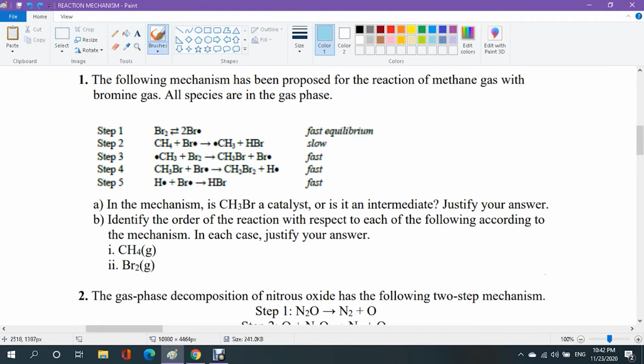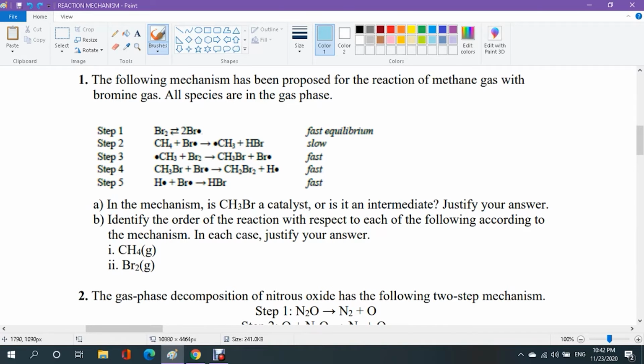So now let's do number 1. The following mechanism has been proposed for the reaction of methane gas with the bromine gas. All species are in the gas phase. And they give us 5 different steps. One of them is at equilibrium, one of them is slow step, and the other 3 are fast. So part A, in the mechanism, is CH3Br a catalyst or is it an intermediate? Justify your answer.